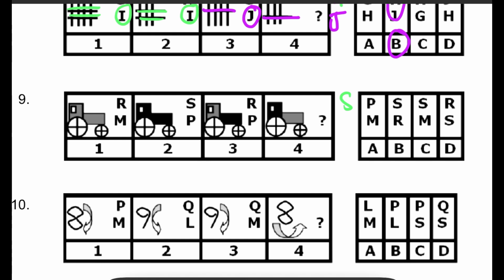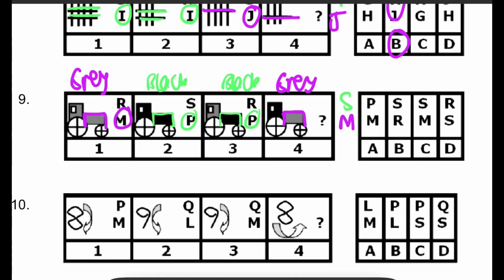Next letter. So 2 and 3 both have a P as the second letter, and they both have this rectangle part as black, whereas 1 and 4 both have it as being grey. The second letter here is an M, so the second letter here will be an M as well. SM. So the answer is C.